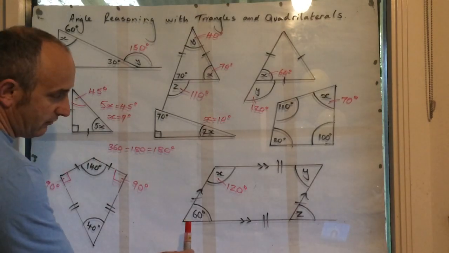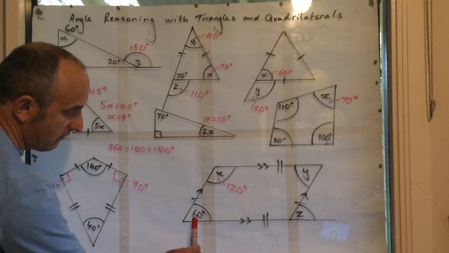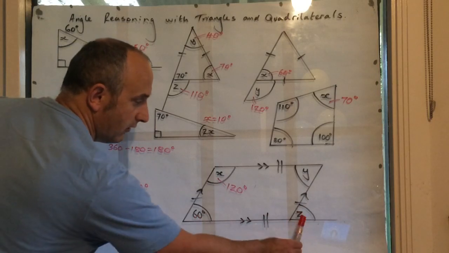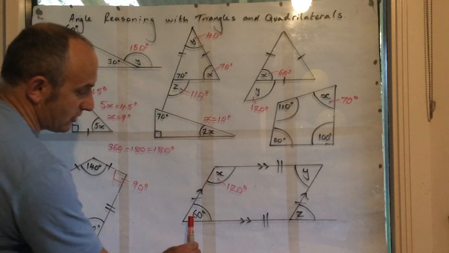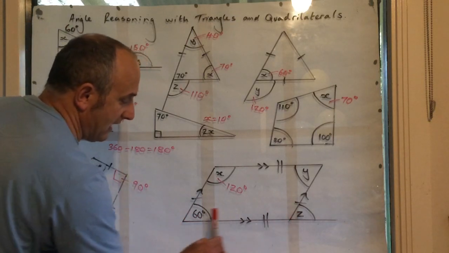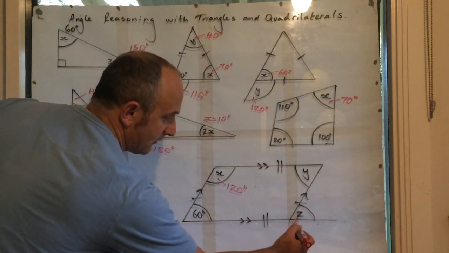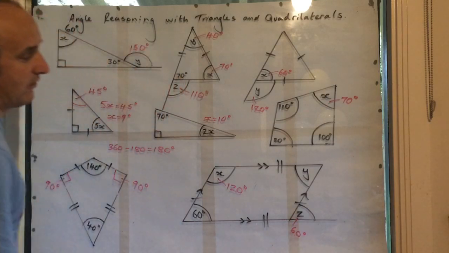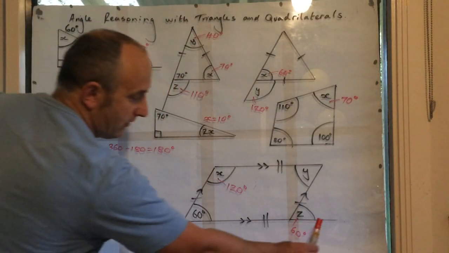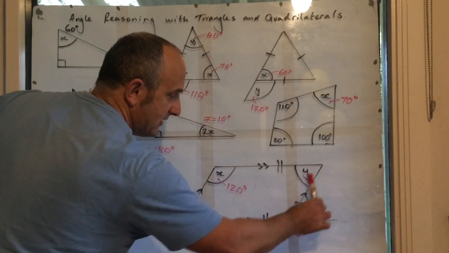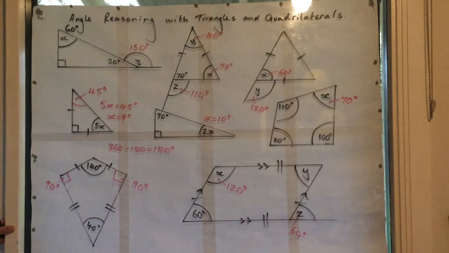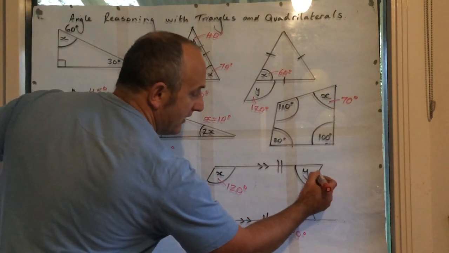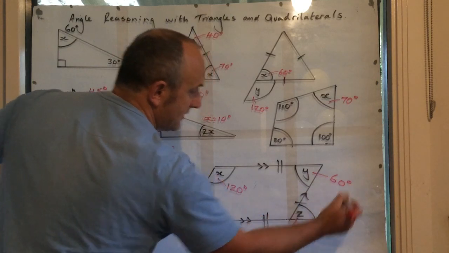Hang on a second. Those two are corresponding angles. These two here are corresponding angles. So that means this angle here is 60 degrees. Hang on. Can you see the Z shape? If we see this Z shape, we know they're alternate angles. So now we know that this here is also 60 degrees.